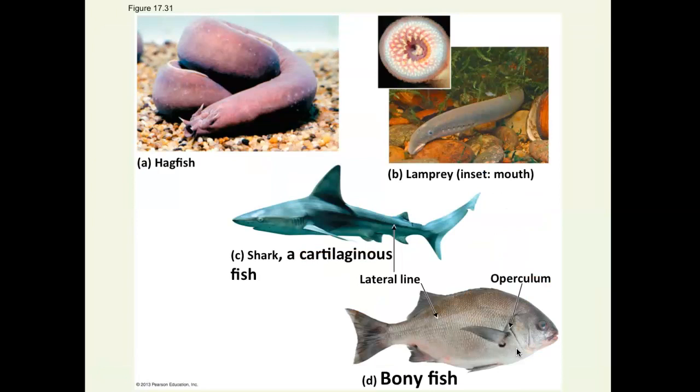So here again are hagfish. This is an invertebrate chordate. Lampreys are actually vertebrate chordates. And then we have cartilaginous fish and bony fish, which are also vertebrates.